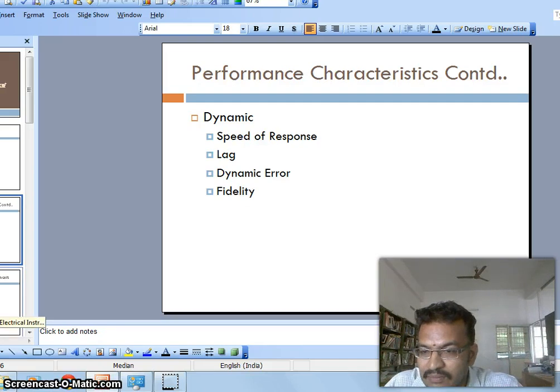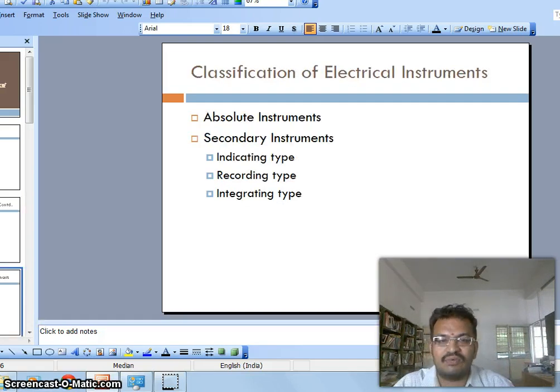The next topic is the classification of electrical instruments. We are going to see the various classifications of electrical instruments. There are two important major classifications.